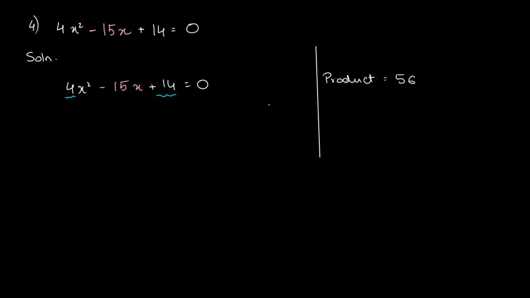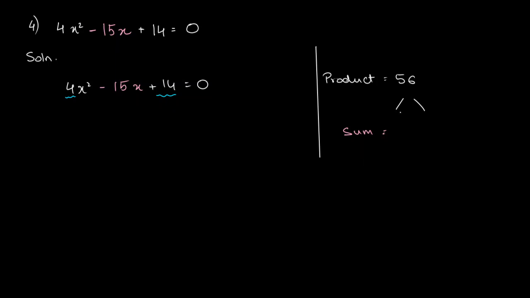Now I need two numbers, right? Two numbers, because I want to split the middle term. So I have 15x as the middle term. I want two numbers which when multiplied give me 56 and which when added will give me minus 15, right? So two numbers, when they are multiplied they should give me 56, and when they are added they should give me minus 15. So think about it a little.